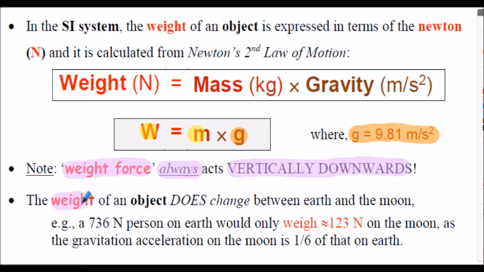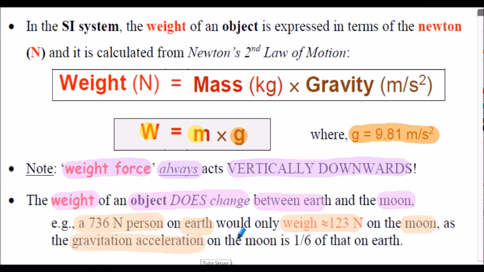The weight of an object does change between Earth and, say, the moon. So, for example, a 736 Newton person on Earth would only weigh approximately 123 newtons on the moon. And that's because the gravitational acceleration on the moon is 1/6 of that on Earth.